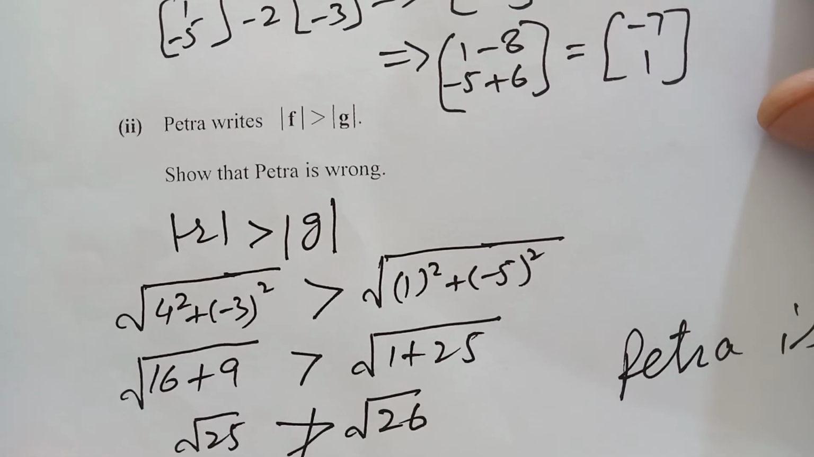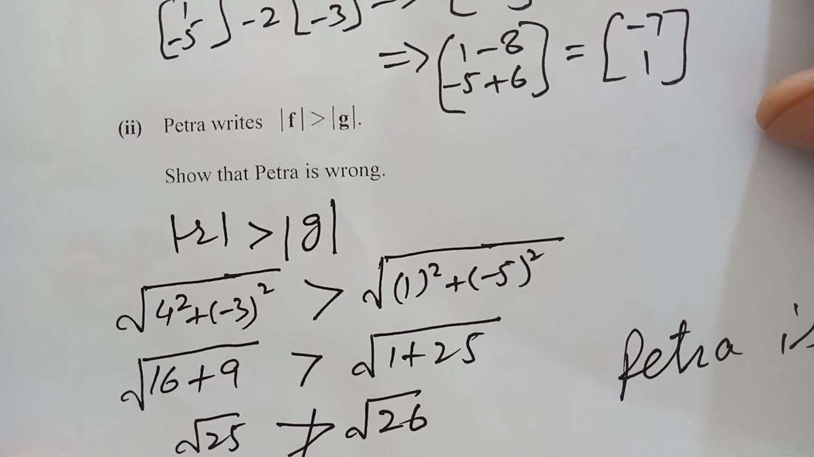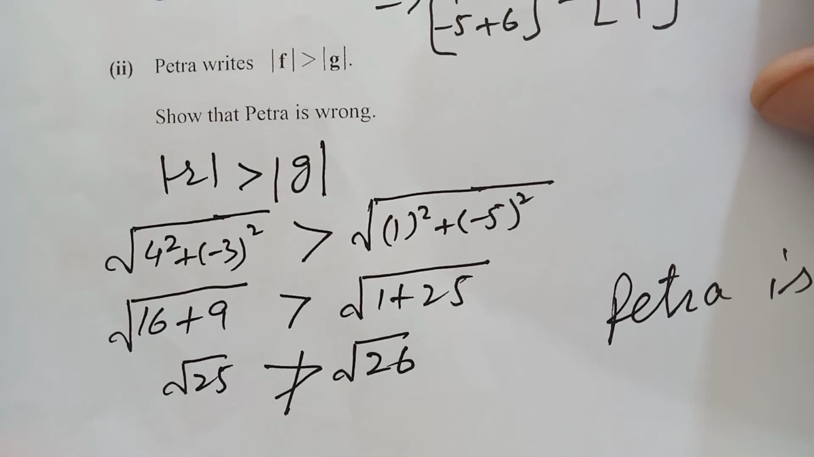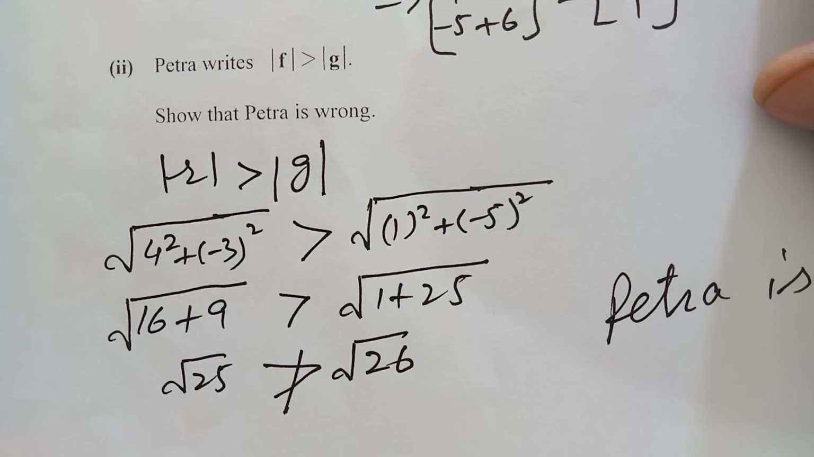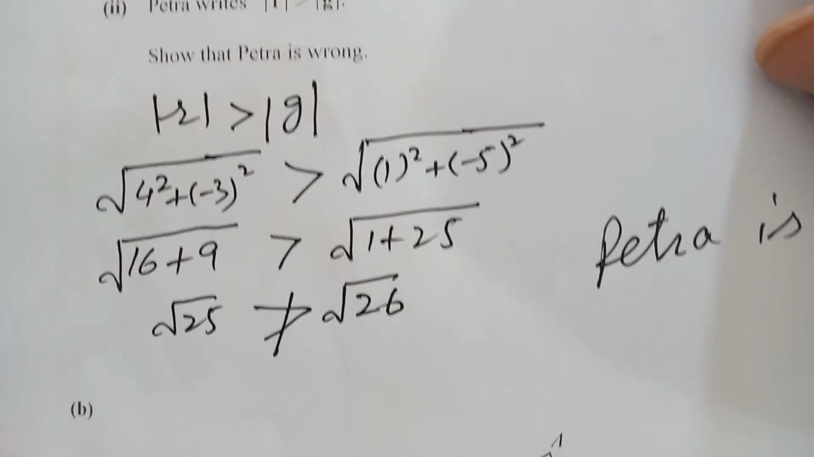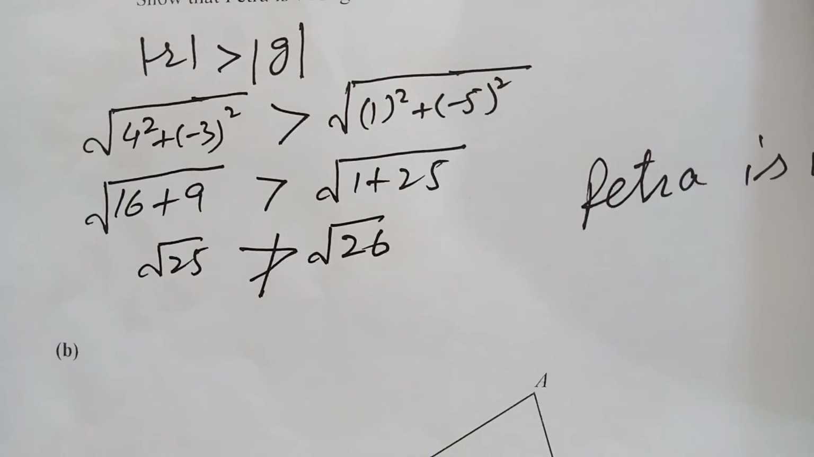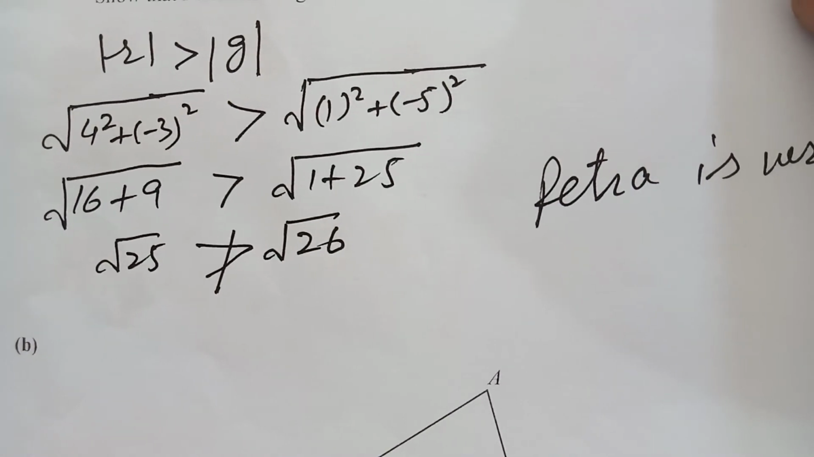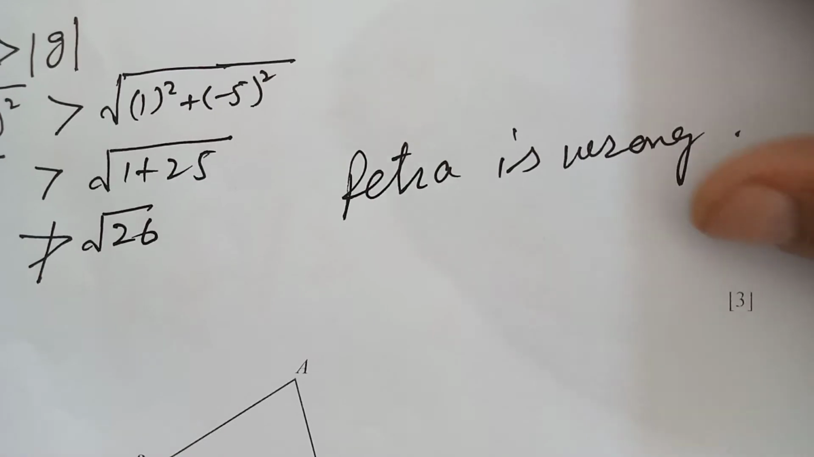Now for part 2, Petra writes this. So use the formula square root of x squared plus y squared for the absolute value of R and the absolute value of G. You can see by calculation the absolute value of R is less than the absolute value of root 26, so Petra is wrong.